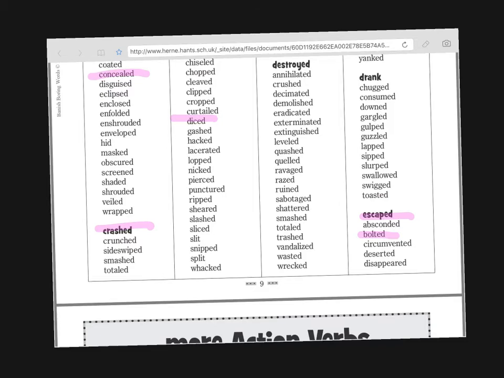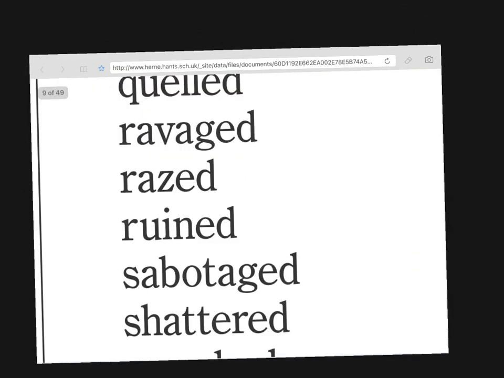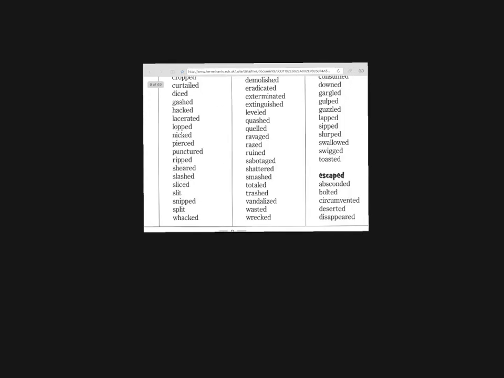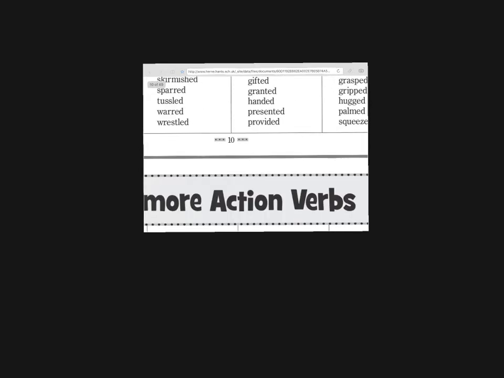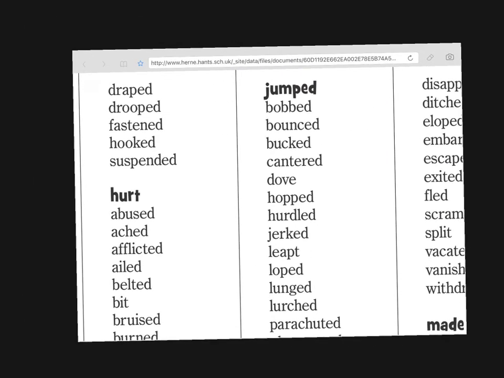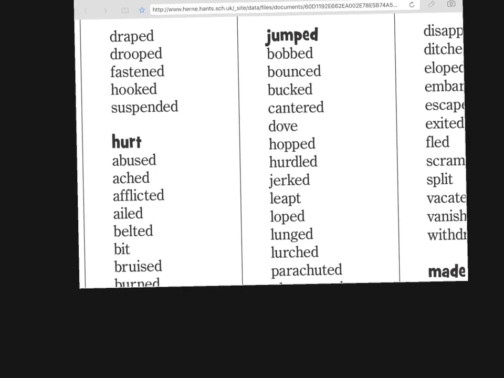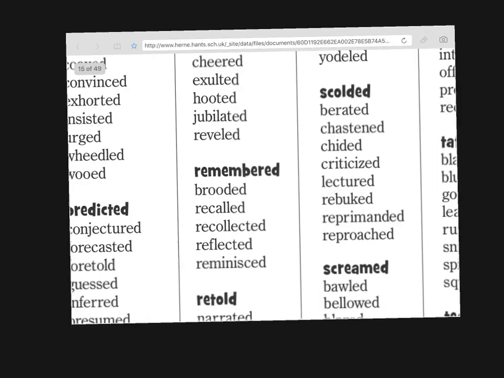So let's go through this again. We've got ravaged, razed, ruined, sabotaged, shattered. All these great words, and think about how you can use these words to become a better writer. We're going to go to all kinds of pages here. Instead of saying he jumped, you can say he hopped, he hurdled, he jerked, he leaped. We're only on page 11, and look at all of the resources.